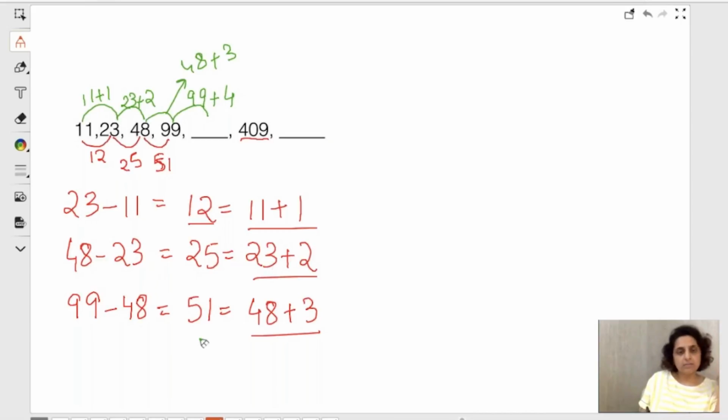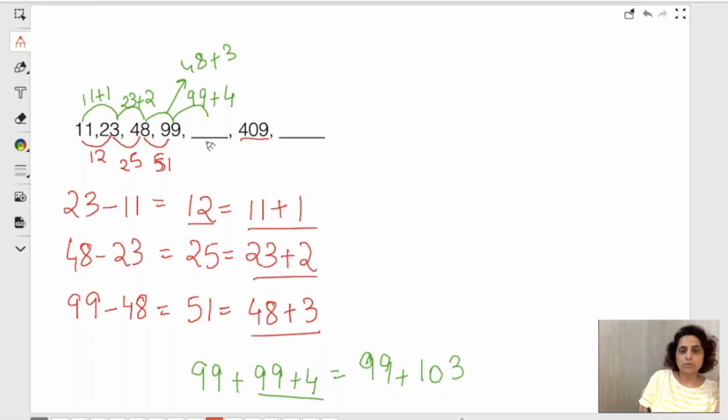So what will be the next term now? It will be 99 plus 99 plus 4. 99 plus 4 is 103. So 99 plus 103, the value would be 202. So the answer to this one is 202. I hope this is clear to all of you. What is happening is we are taking the preceding number and adding it with 1, then 2, then 3, then 4. So the next addition would be the difference between this and this.